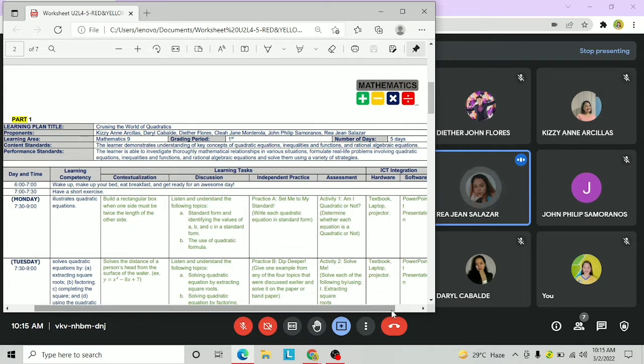A. Standard form and identifying the values of a, b, and c in a standard form. B. The use of quadratic formula. Independent practice, Practice A, Set Me to My Standard: write each quadratic equation in standard form. Assessment, Quadratic Activity 1, Am I Quadratic or Not?: determine whether each is a quadratic or not. The ICT integration: hardware, textbook, laptop, projector, and the software, PowerPoint presentation.